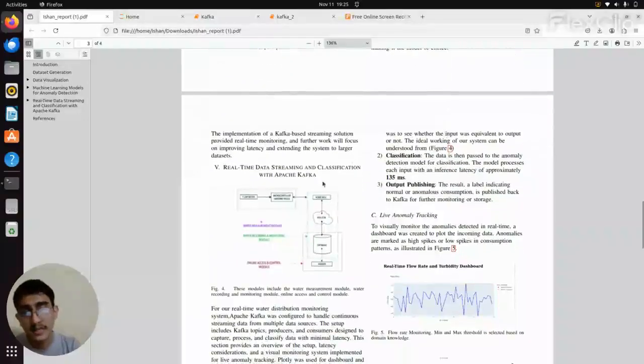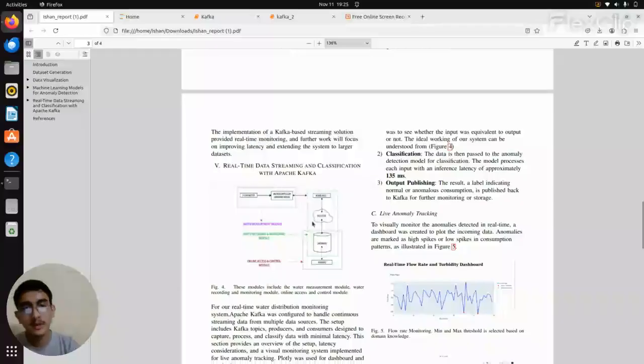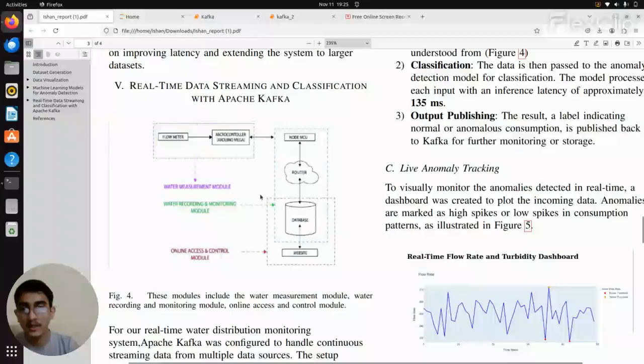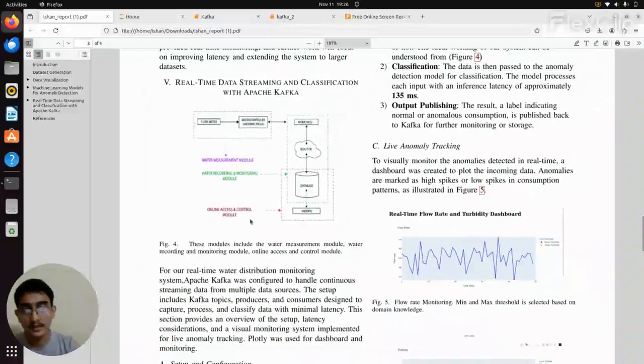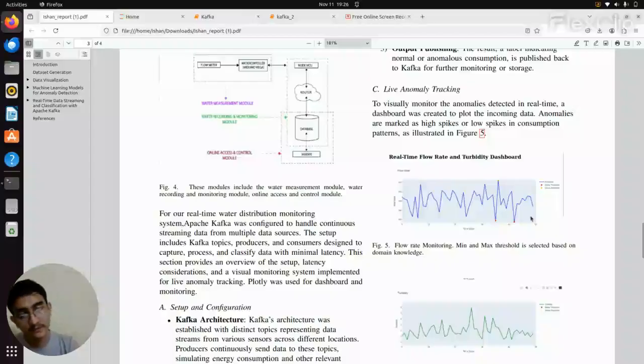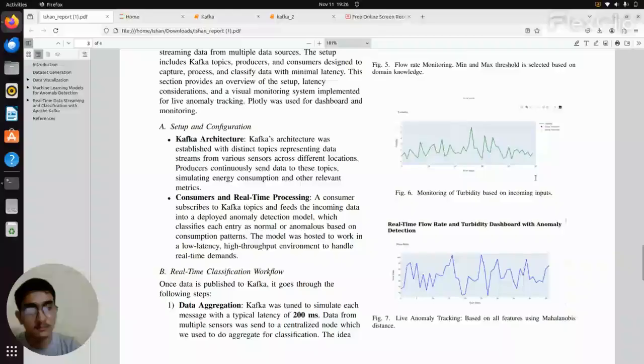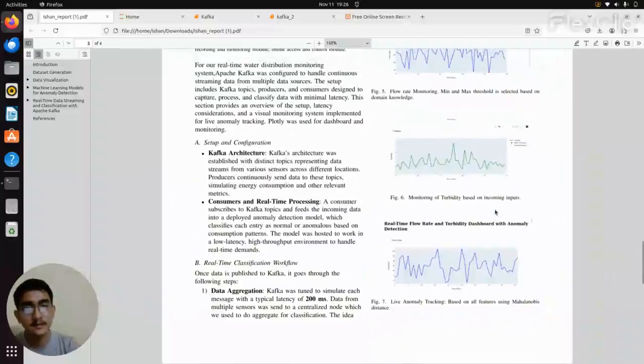Then I used real-time data streaming and classification with Apache Kafka. What it does is it simply takes readings from the sensors at different houses. Then it sends that data to a centralized node where we aggregate the data and try to classify it as anomaly or not. Then we plot this real-time data on a dashboard, and if the data shows an anomaly, we also mark that point on the dashboard. Through this, we can easily detect water leakages and water getting impaired.